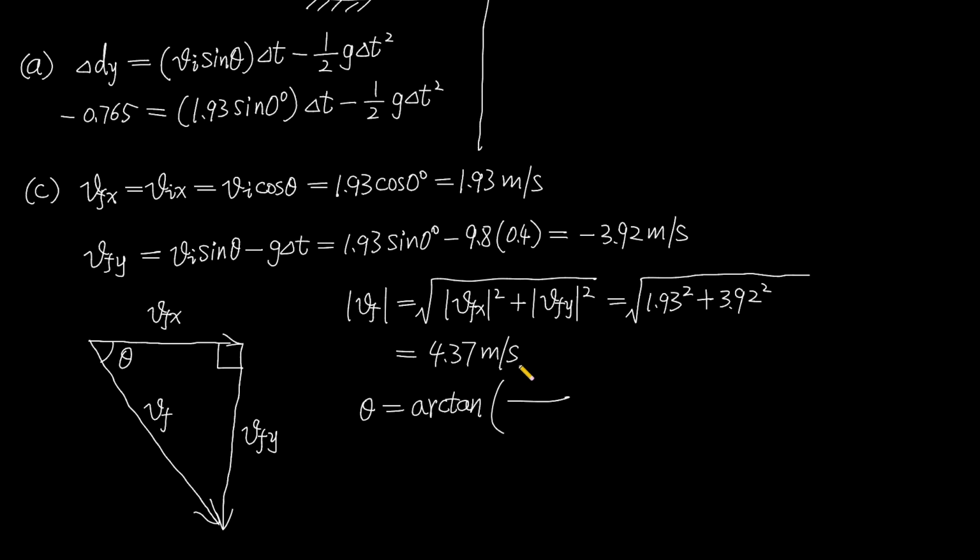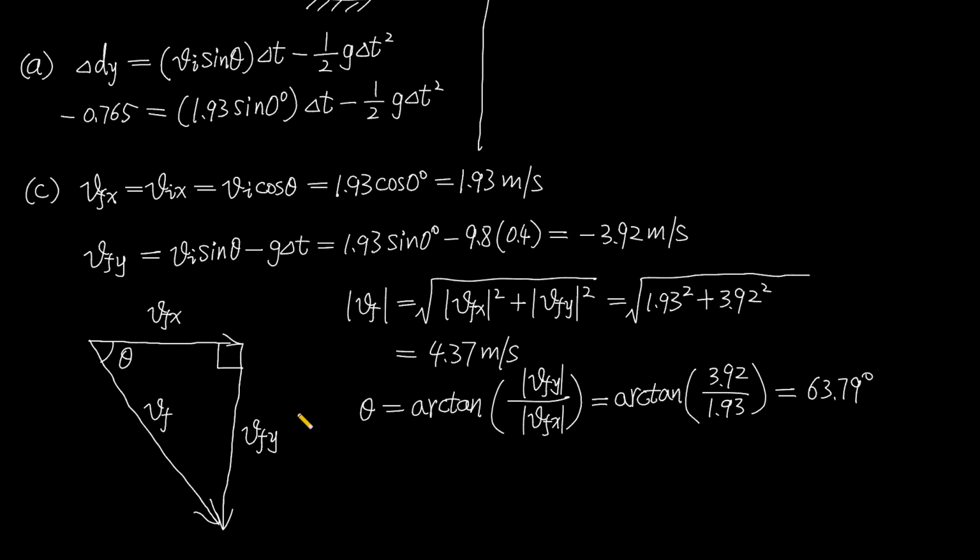And the angle theta equals arctan of, on top, the magnitude of the final vertical velocity, and on the bottom, the magnitude of the final horizontal velocity. Here, this is 3.92 on top, and the bottom is 1.93.